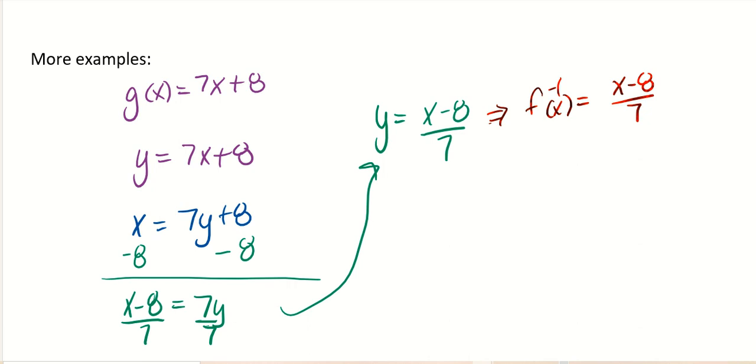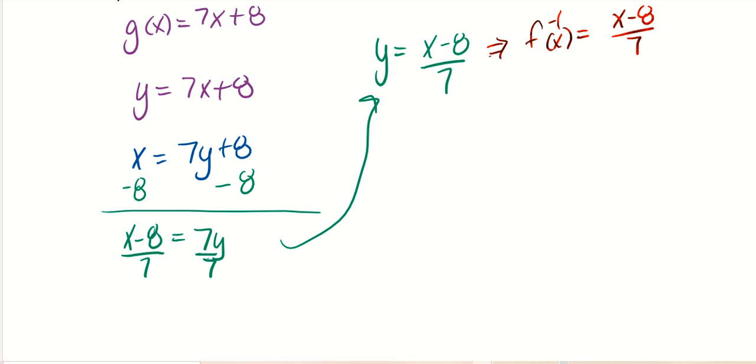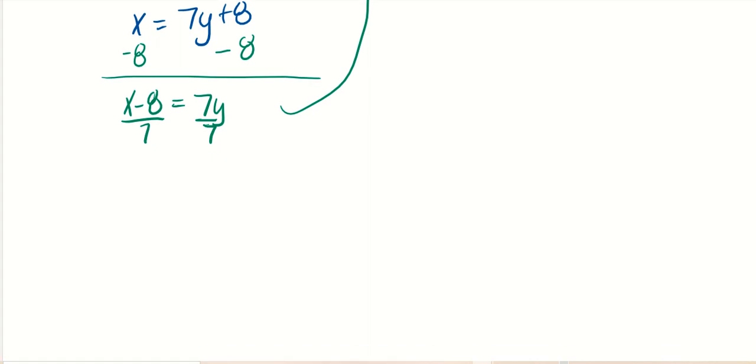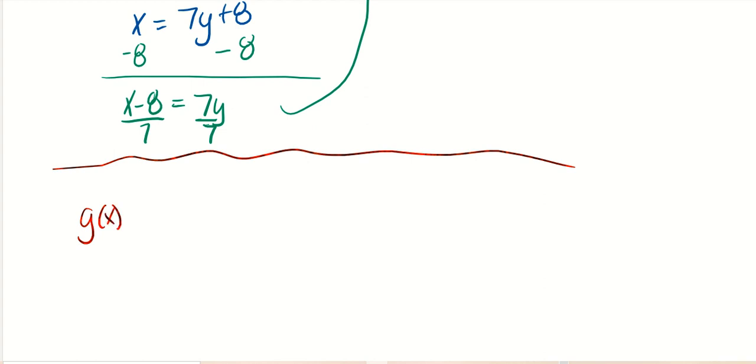Now we can do one more, which would be, let's do something with the square root or squared. So let's take a look at if we have, for example, g of x equals negative x squared minus 8 for x is greater than or equal to 0.